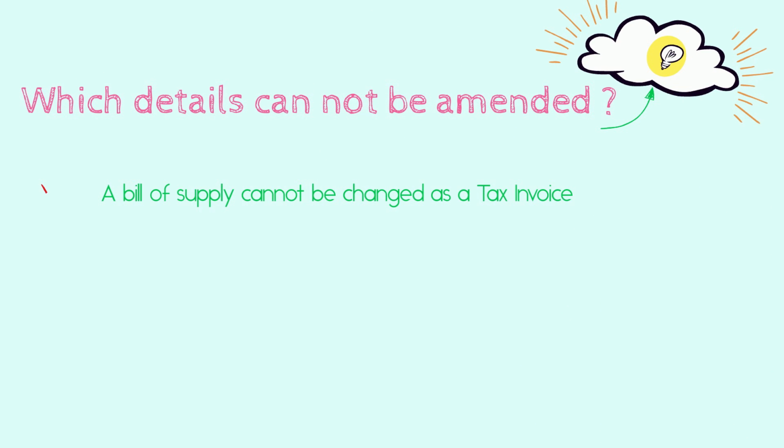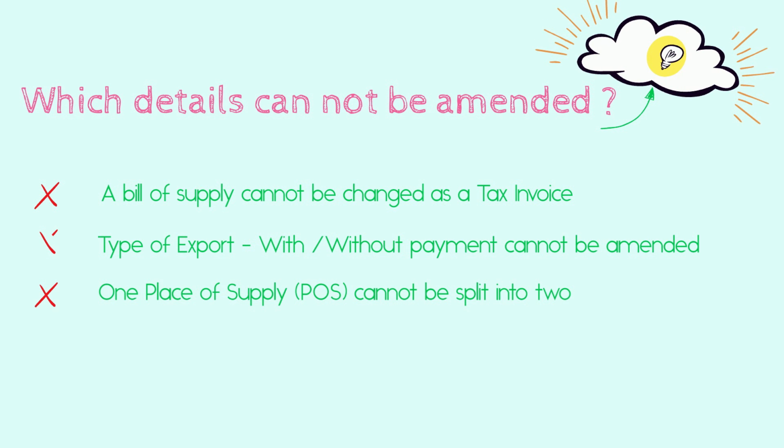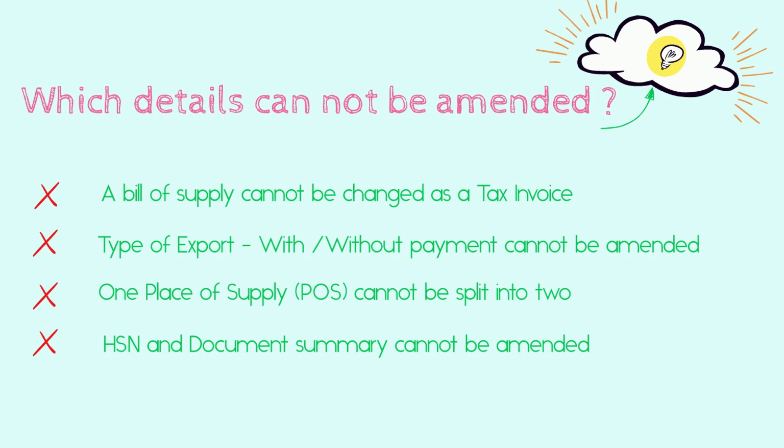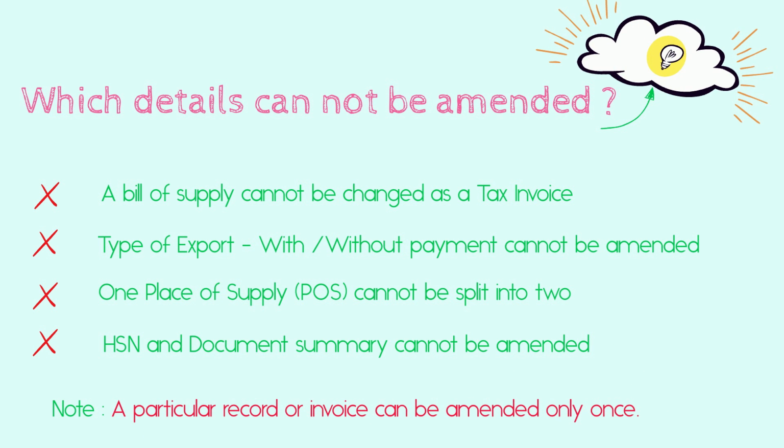Which details cannot be amended? A bill of supply cannot be changed to a tax invoice. Type of export, with or without payment, cannot be amended. You can change the place of supply, but you cannot split it into two. HSN and documents summary cannot be amended. One most important note to remember: a particular record or invoice can be amended only once.